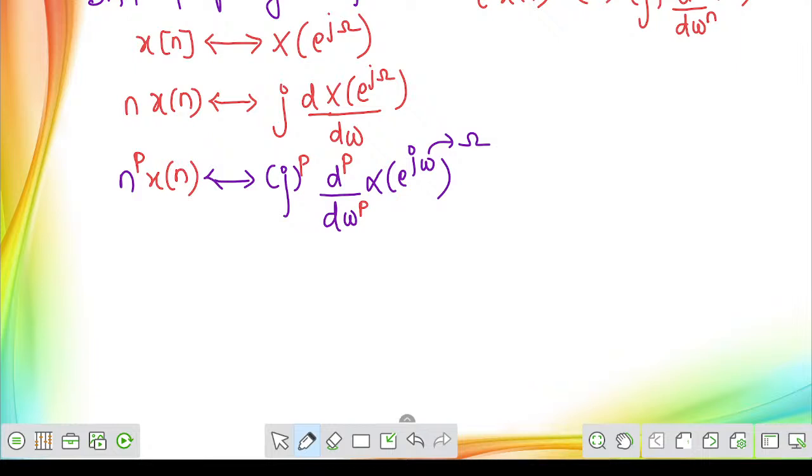The next most important property is the conjugate property. Conjugate property means if the signal is symmetric, how should we write the conjugate symmetry? First of all, write down the conjugate property. The next most important property is the conjugate property.